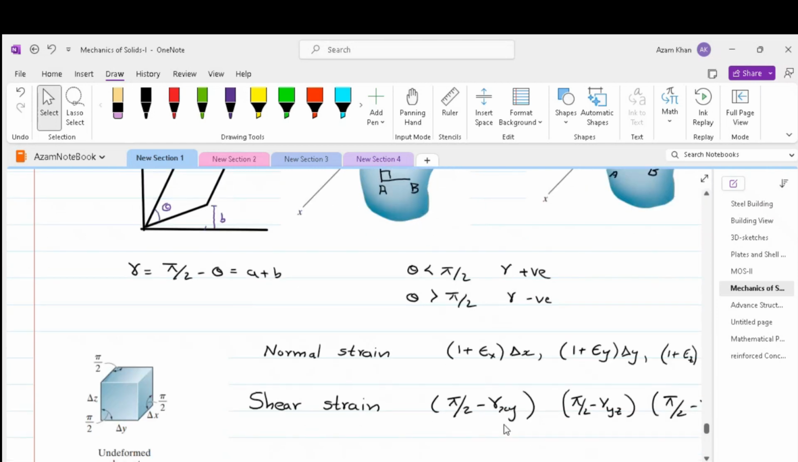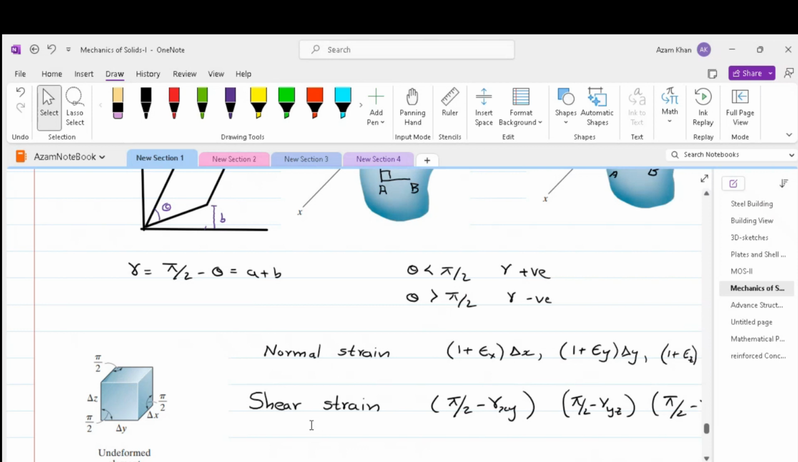Thus, summing up our argument, in a volume element we can have normal strains, which are in the normal direction to the surfaces, and we can have shear strains, which involve the change of the angles of the surfaces. So the normal strain in the x direction will cause a length of 1 plus strain x times delta x after the deformation, and 1 plus strain y times delta y. Thus, if we consider a volume element, we can have altogether normal strains and shear strains.